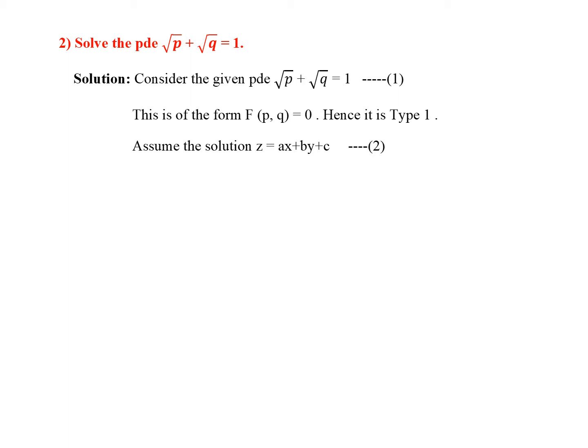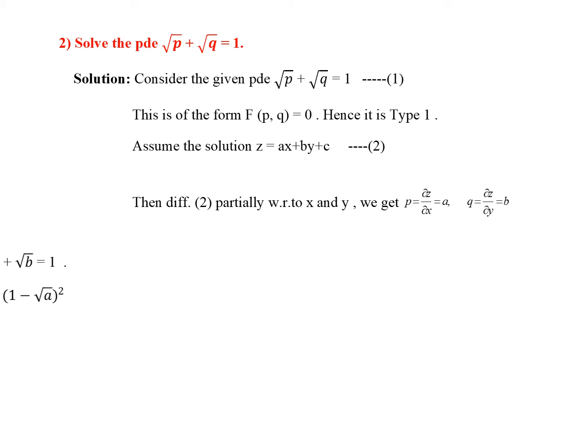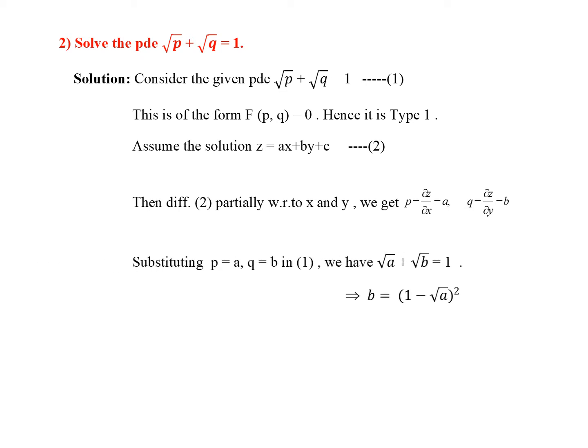And for the first type, what is the assumed solution? Z equal to AX plus BY plus C. As usual, when we differentiate this equation 2 with respect to X and then with respect to Y, we have P equal to dou Z by dou X, which is A, Q equal to dou Z by dou Y, which is equal to B. Now what should we do? Substituting these values of P and Q in equation 1, the given equation, we have root A plus root B equal to 1.